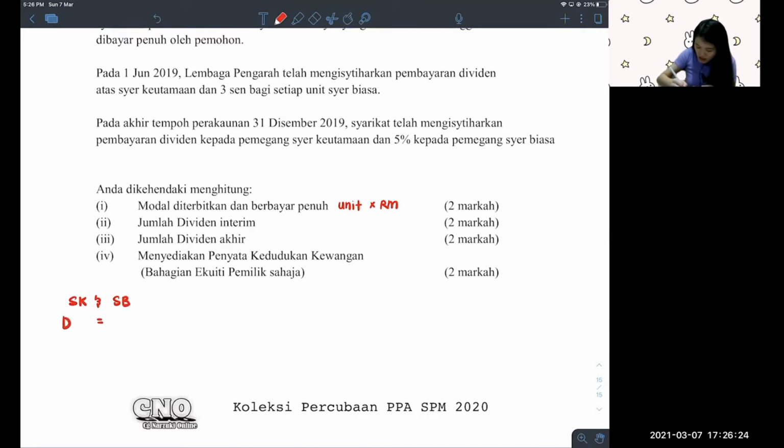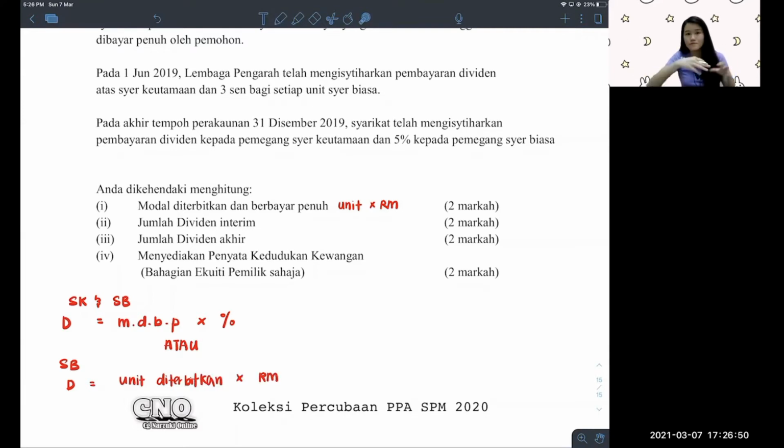You take modal diterbitkan dan berbayar penuh multiplied by percentage. This is the first type of formula. And the second formula is only applicable for SB sahaja. That is to take unit diterbitkan times with RM.